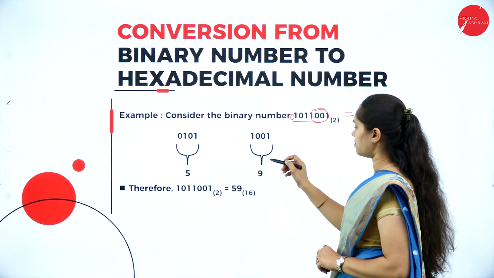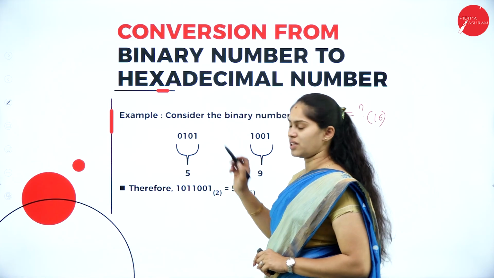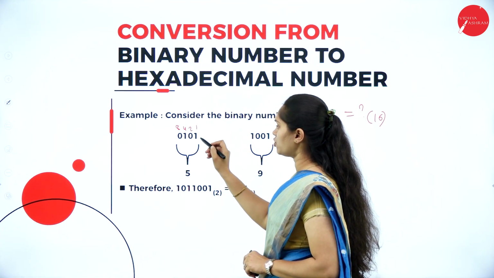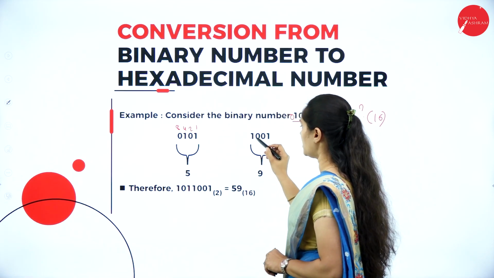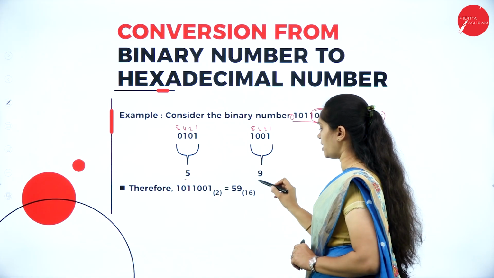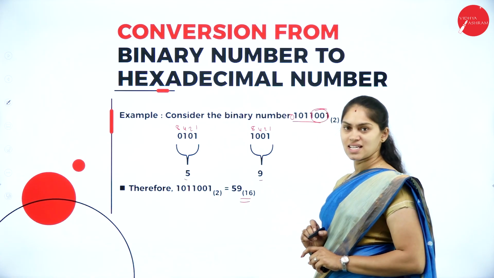So 1011 will be one group, 0101 will be another group. What is the equivalent value? If I write 8421, 4 plus 1 is 5. Here 8421, 8 plus 1 is 9. So it will become 59, which is of base 16.